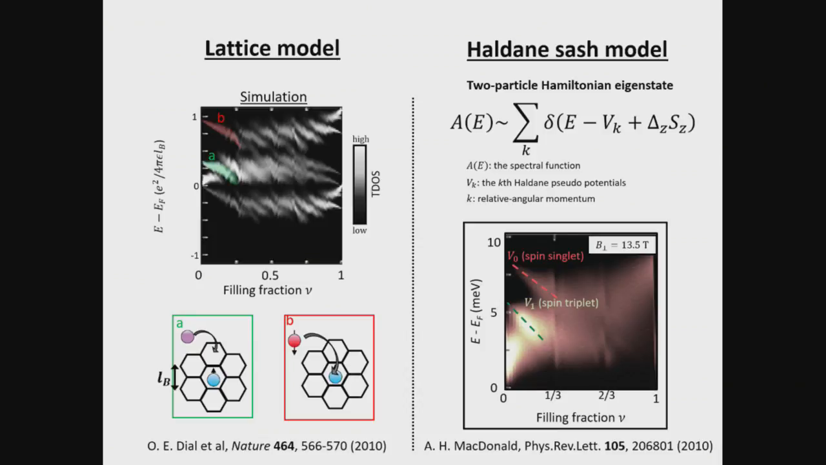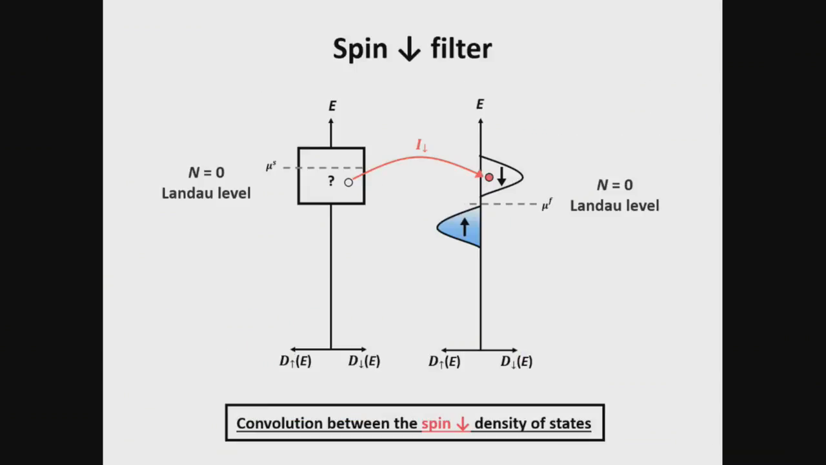This lattice model was further elaborated by Allan MacDonald, and he proposed that this feature can be explained by the two-body Haldane pseudopotentials. I'm not going to talk about the details of the model, but the bottom line is that these two models predict the spin structure in the excited states of the tunneling spectrum, which arises from the spin-dependent two-body Coulomb interactions in the system. So our experimental approach is, again, very simple.